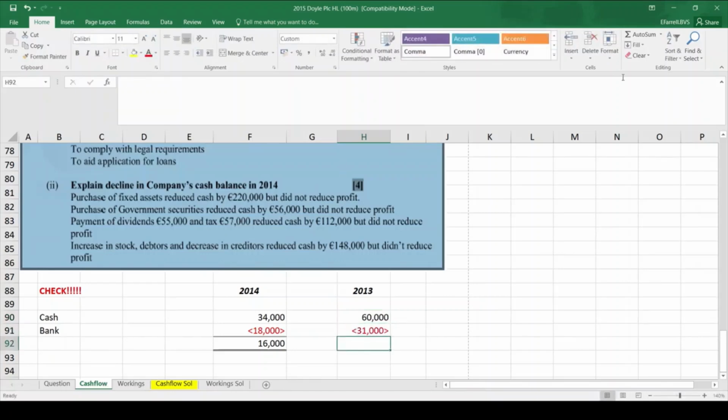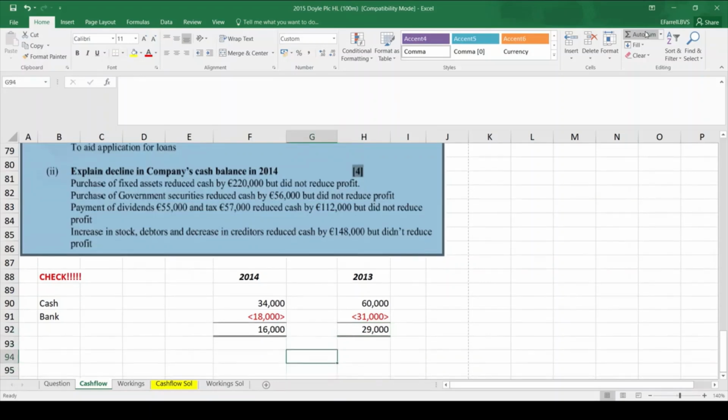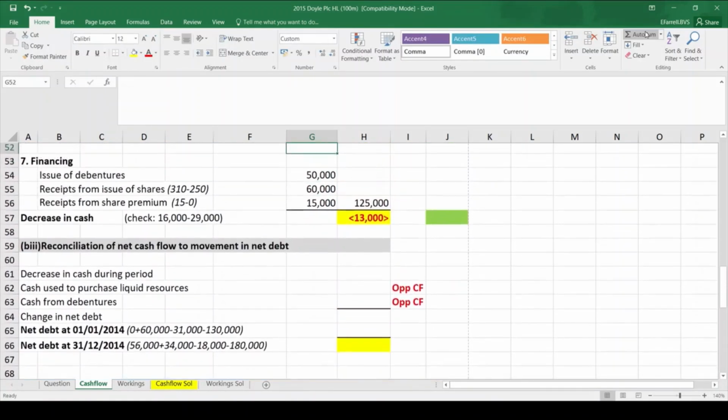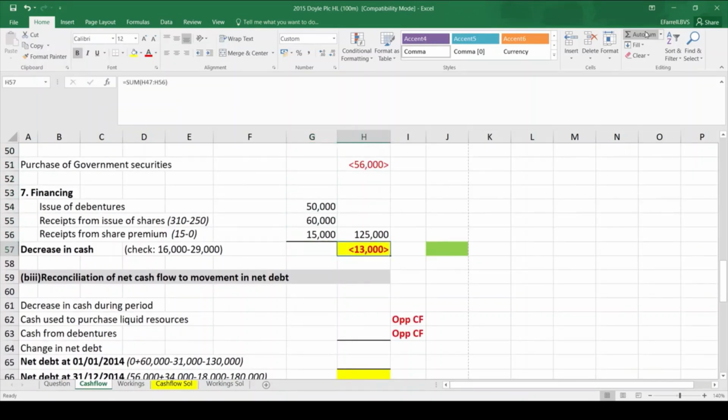So I have a net cash position here of 29,000. In total, last year between cash and bank it was a plus 29. This year it's a plus 16. So it has gone down by 13,000, minus 13,000, and that should tie in with this decrease in cash, minus 13,000. So at least we can check that, which is good.